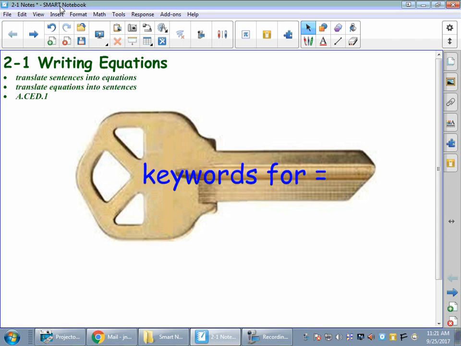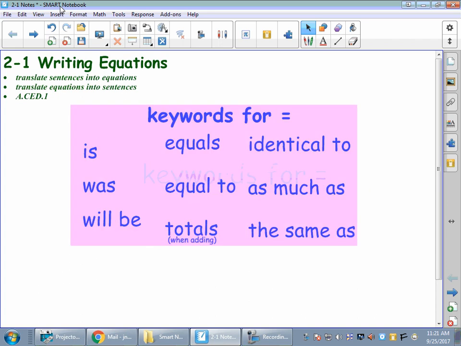So before we do that, we did this in chapter 1 with expressions, but an expression doesn't equal anything, so it's just a statement. It's adding, subtracting, multiplying, dividing numbers and variables. So now we're going to take that same concept, build upon it, and now we have equations. So equations have an equal sign.